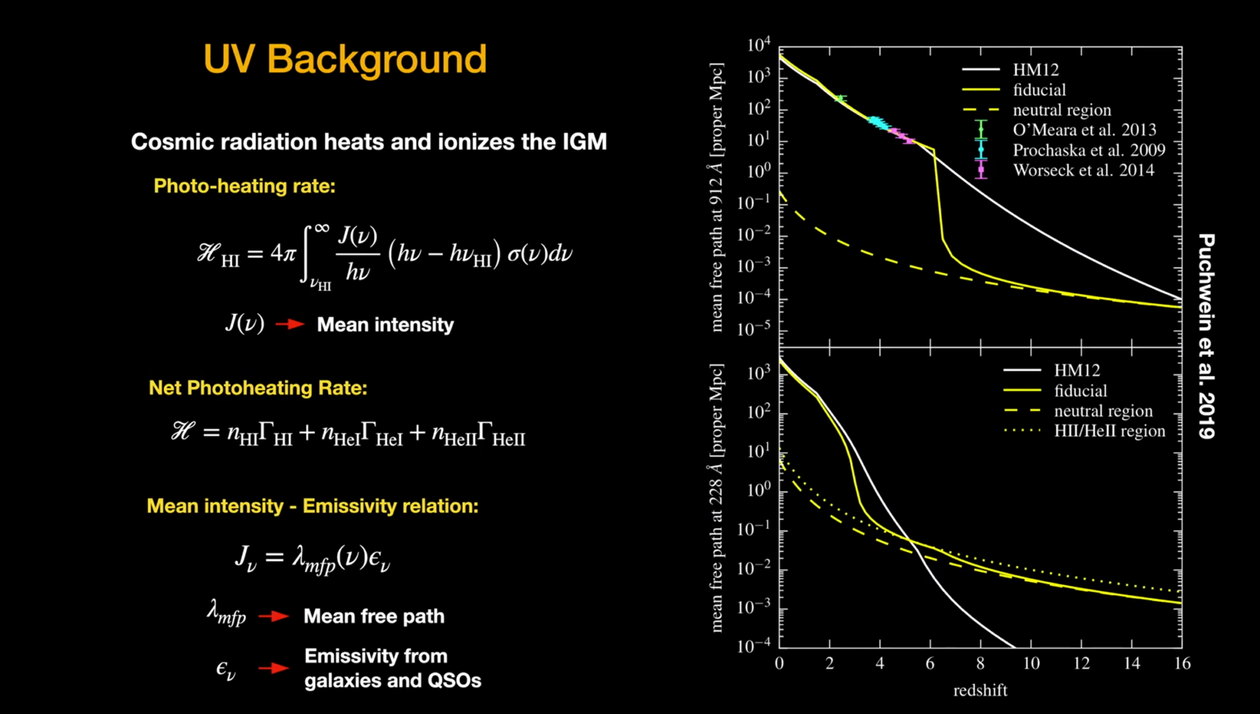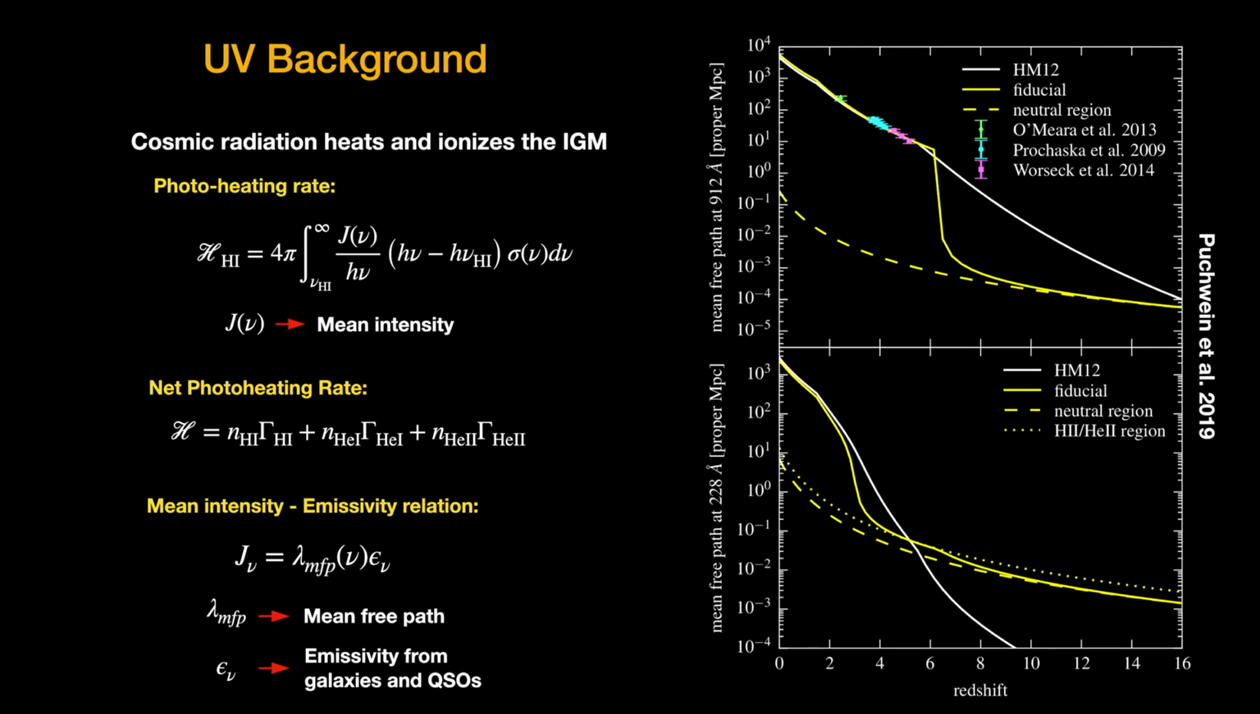Okay, so in the animation we saw the effect of reionization heating the gas. And the way this is implemented is by constructing photoheating and photoionization rates by integrating the intensity of the radiation from the ionizing sources. This is shown in the first equation on top. The mean intensity J is connected to the emissivity of the galaxies and quasars, but it's also connected to the mean free path of the ionizing photons. This is basically how far the ionizing photons can travel.